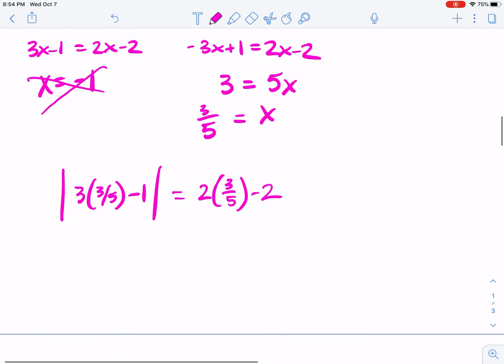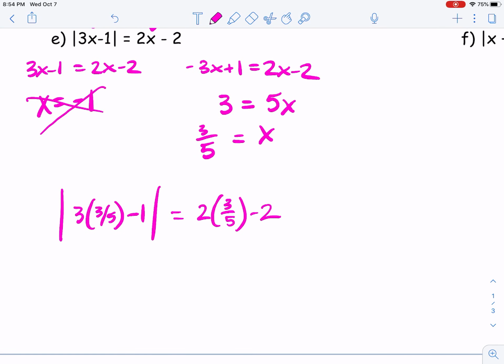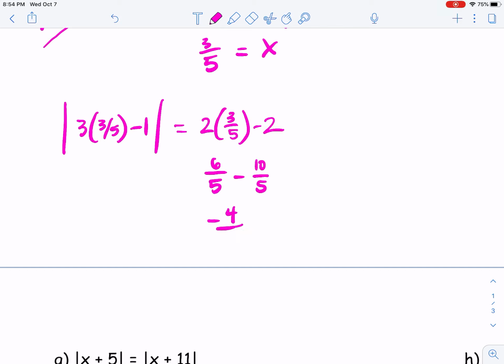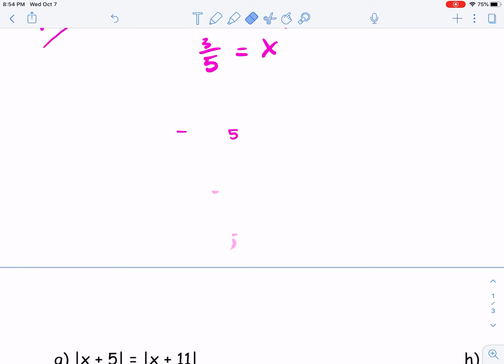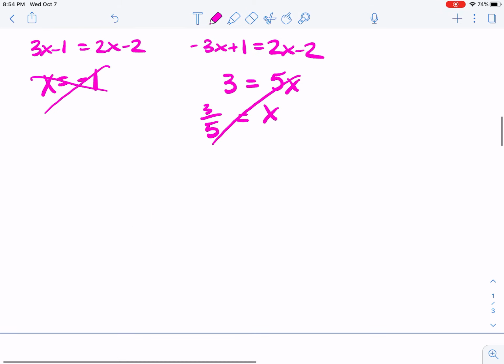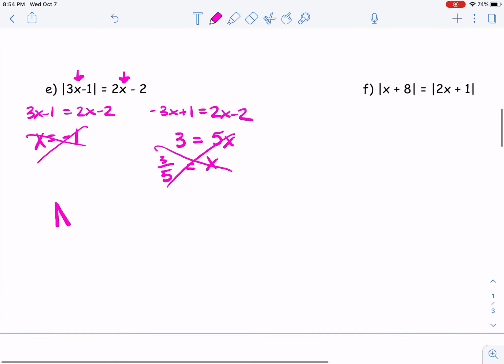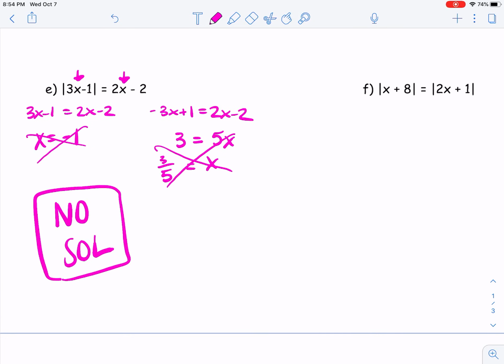So that would be 6/5 minus 10 over 5. So that would be a negative 4 over 5. And I can really stop right there because the absolute value of anything is never going to equal a negative number. So none of that worked. So that is not a solution either. And so this one just has no solutions. They were both extraneous.